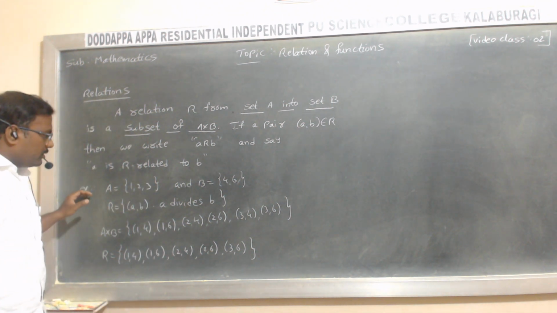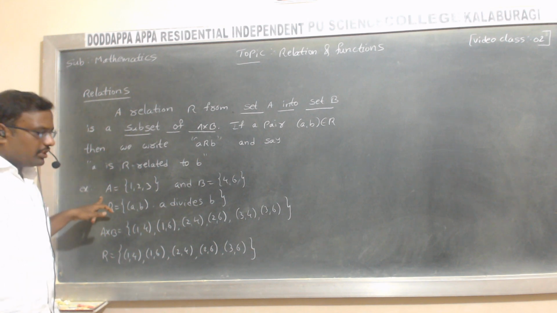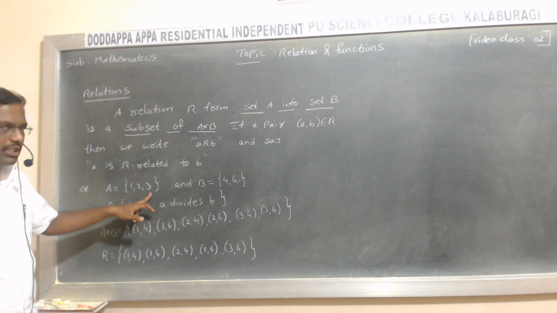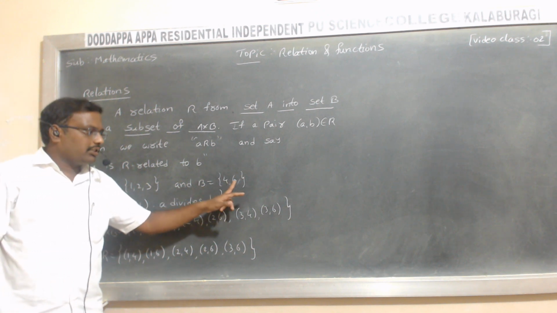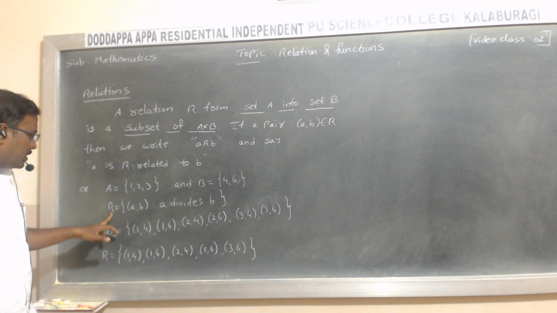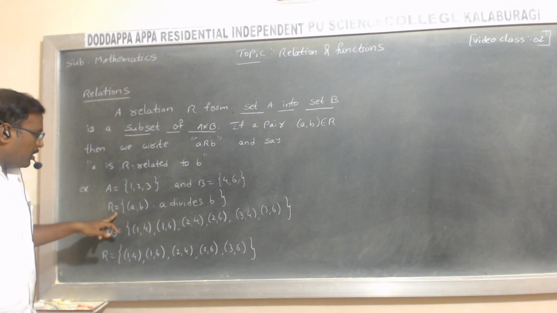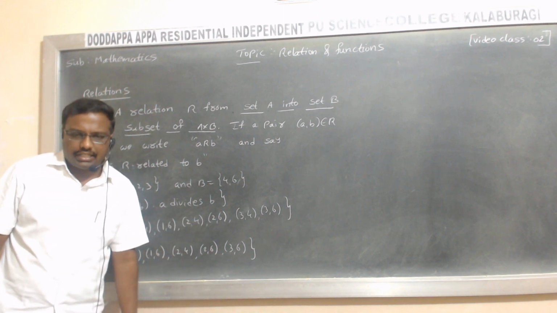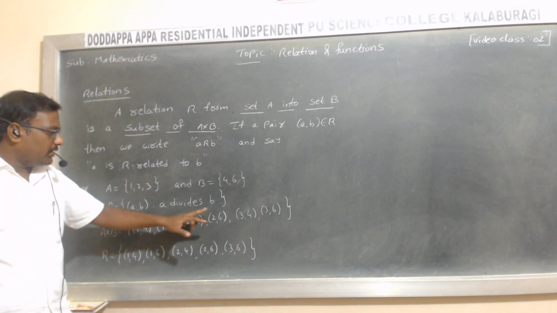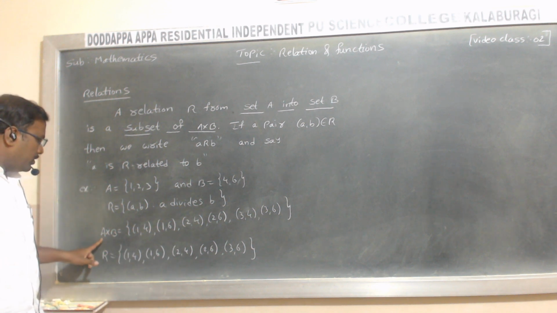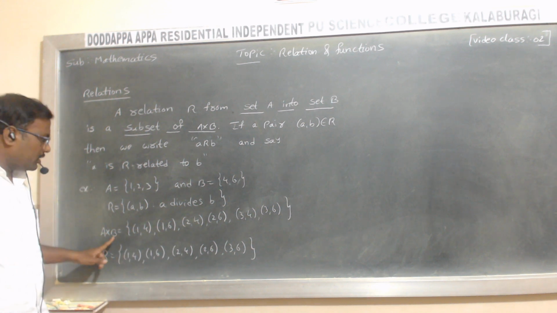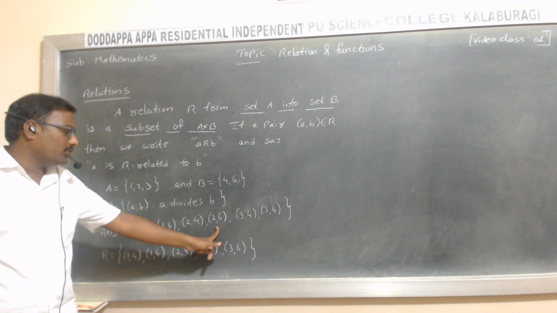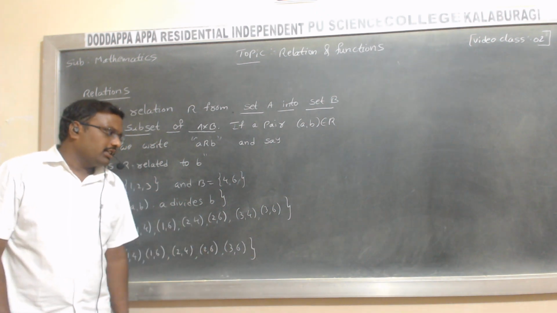Okay. So next, some examples related to relation. See what is given. If A is equal to the set {1, 2, 3} and B is equal to the set {4, 6}, one relation is given. That is R is equal to the set of (a, b) such that a divides b. First of all you can find the Cartesian product A cross B. A cross B means (1,4), (1,6), (2,4), (2,6), (3,4), (3,6).